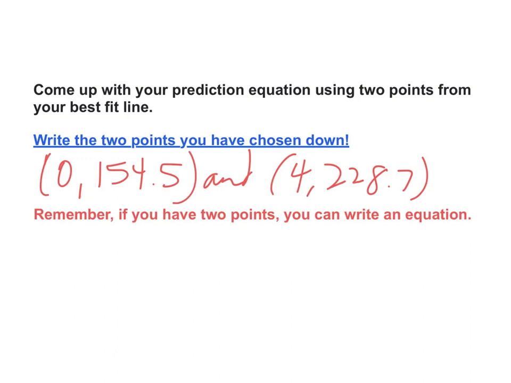Now, keep this in mind. It's not always going to be the best point to use. It's not going to fit on your line. But if it happens to, use it, right? That's going to save you a little bit of work. Because now instead of having to plug one of the points that I chose into my equation to solve for the y-intercept, I can just pick it off. Because in this case, B is 154.5. But again, keep in mind, it's not always going to work out that nice. Okay? But if it does, use it to your advantage.